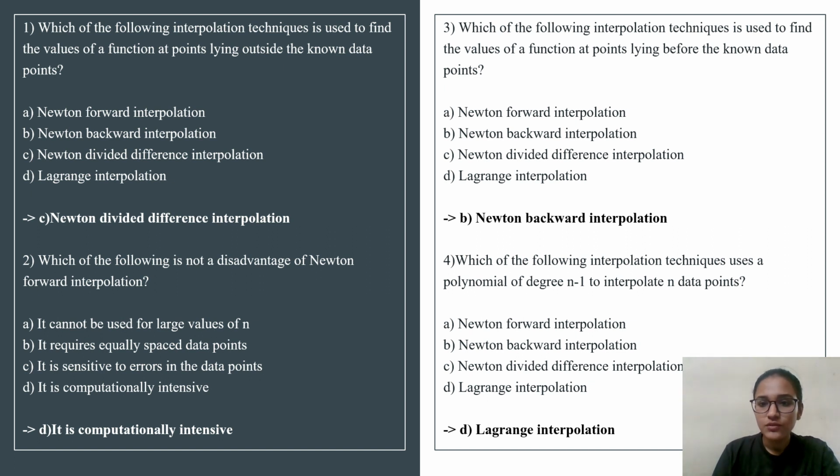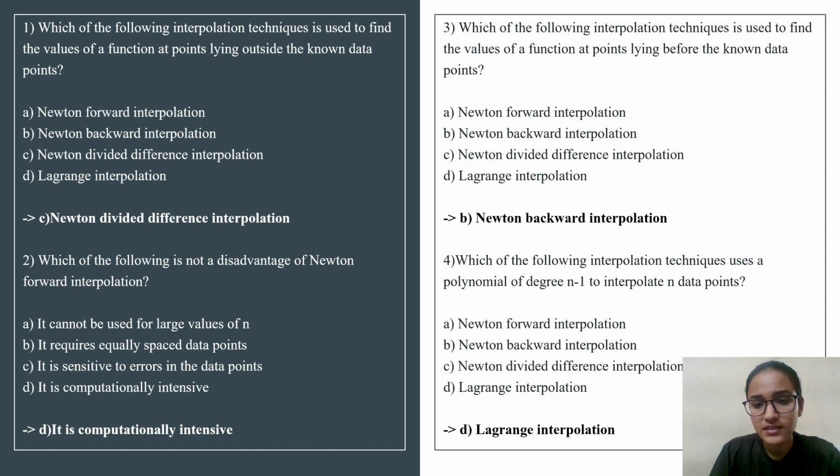Next question is, which of the following interpolation techniques is used to find the values of a function at points lying before the known data points? The options are Newton forward interpolation technique, Newton backward interpolation technique, Newton divided difference interpolation, and Lagrange's interpolation. If the point is lying at the end of the data values, then we will be using backward interpolation. So we will be using Newton backward interpolation technique.